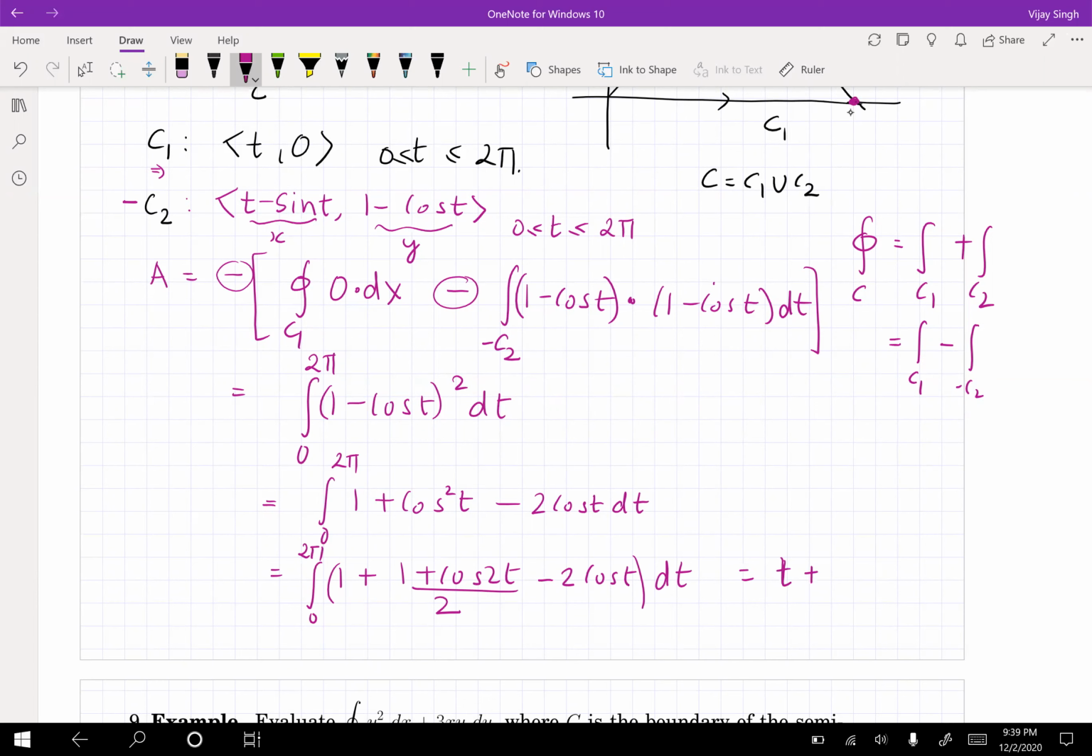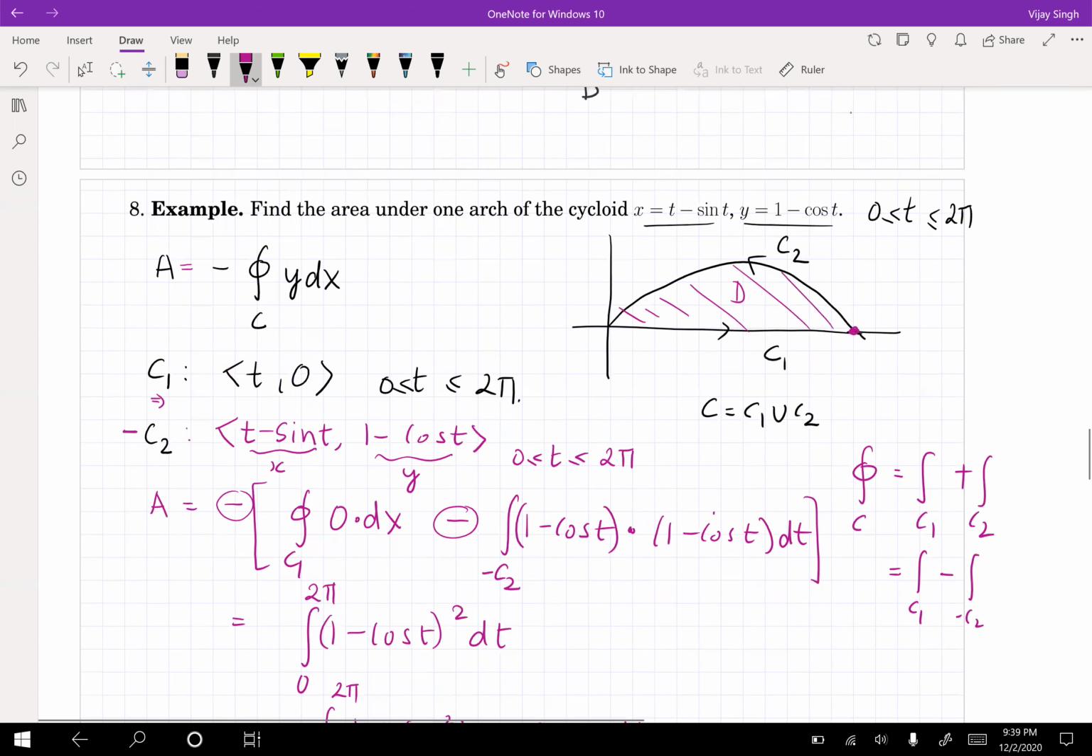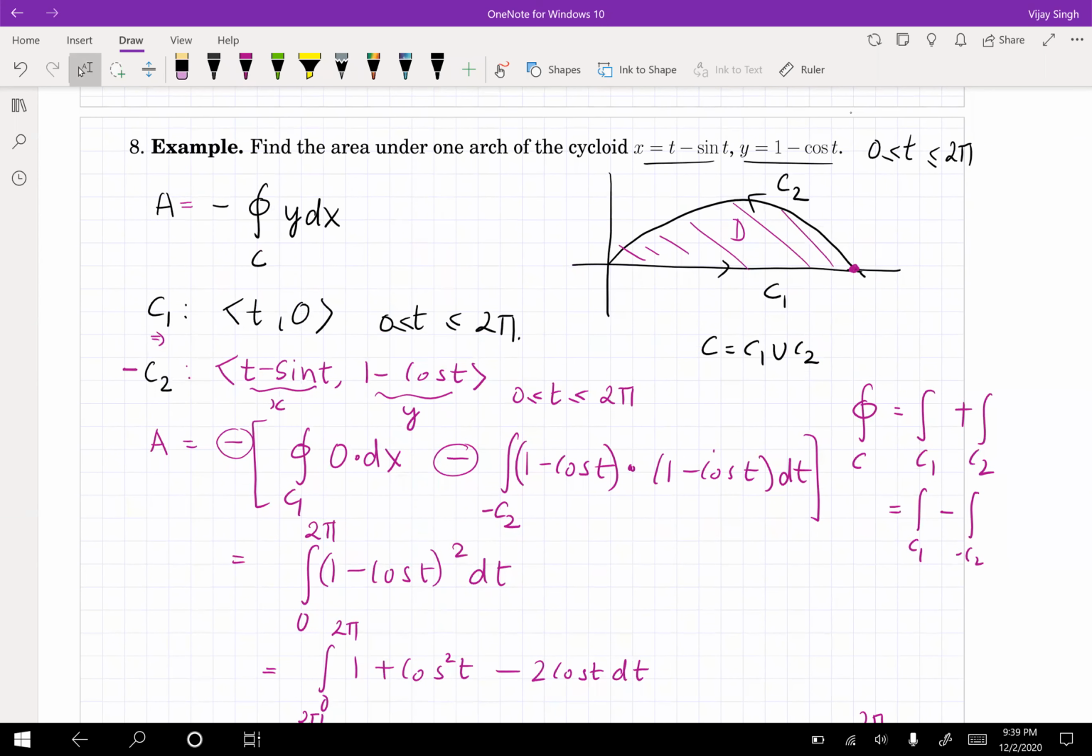t plus t by 2 going from 0 to 2 pi, which is going to be 3 pi. Okay. So this is the integral, so this gives you the area as well. So this is your region D, and you have computed the area using Green's theorem. So I should have said that area, this is due to what? Due to Green's theorem. So whenever you're using Green's theorem, we should mention that.